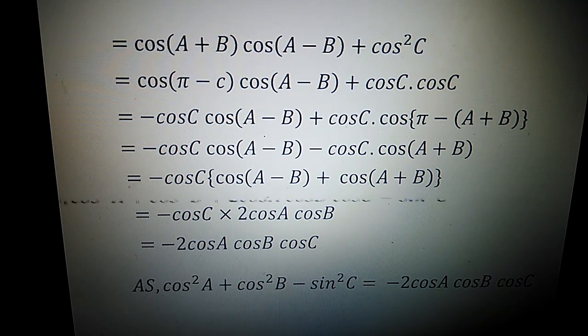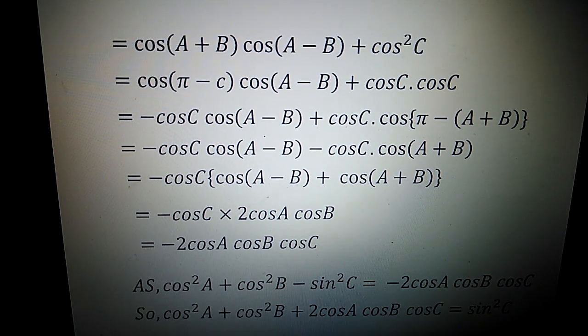Now if we just change the side of minus 2 cos A cos B cos C, it becomes plus 2 cos A cos B cos C, and if we change the side of minus sin square C, it will be sin square C. So that means we get another proof: if A plus B plus C equals pi, then we can write cos square A plus cos square B plus 2 cos A cos B cos C is equal to sin square C. So it is my today's class, dear students.